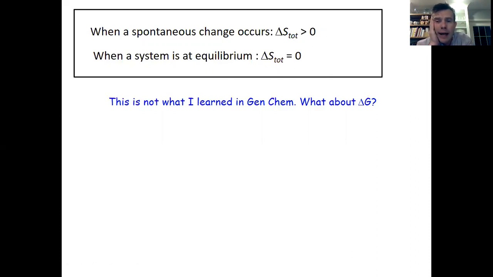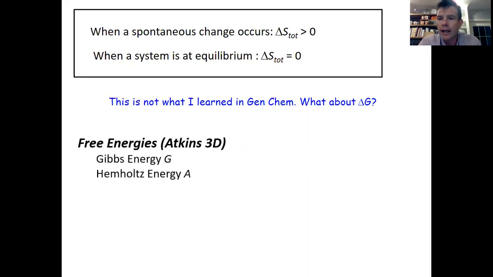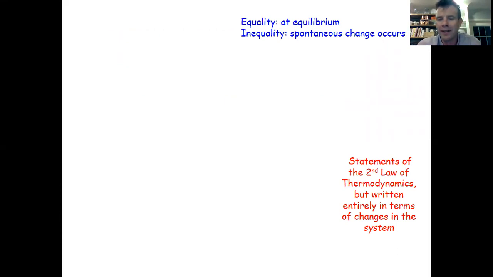And I suspect that some of you might have scratched your head a little bit and asked this question, right? This is not really what I learned in Gen Chem. In Gen Chem, I learned that delta G equals 0 means the system is at equilibrium. So what's going on? And that's what I want to talk about today. We're going to talk about free energies. It's in Atkins 3D, specifically the Gibbs energy and the Helmholtz energy. So away we go. My animations didn't work, but bear with me.